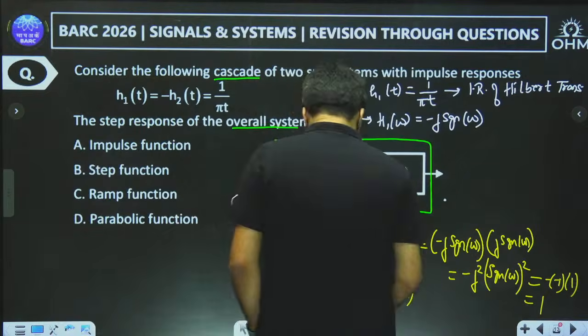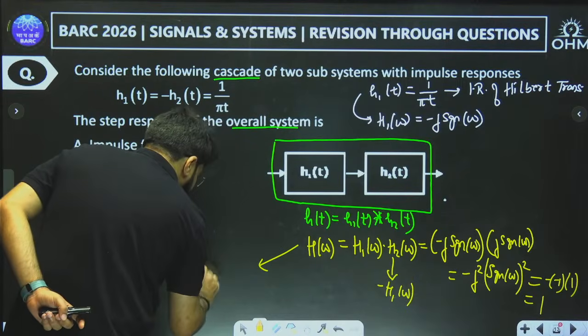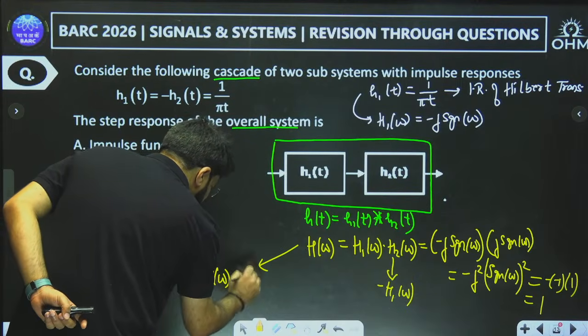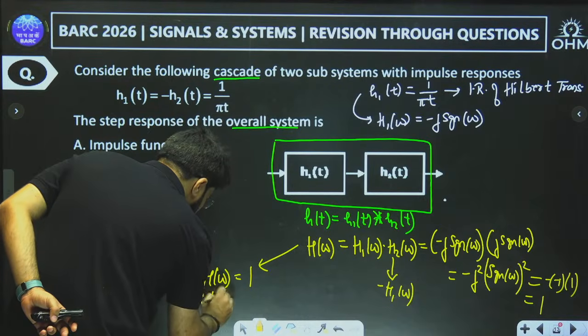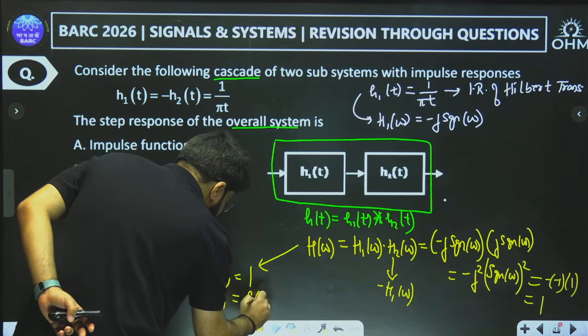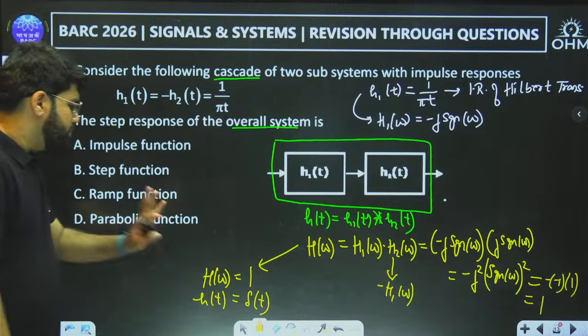So what is the answer here? I'll take it here again. What is the H omega obtained? H omega obtained is 1. So what is the net h of t? 1 is the Fourier transform of which? Delta t. So the final impulse response is delta t.